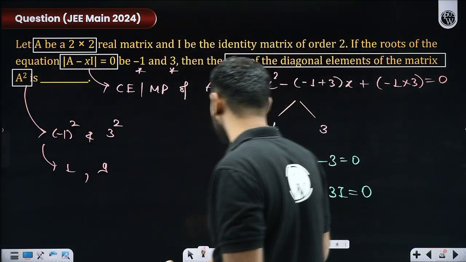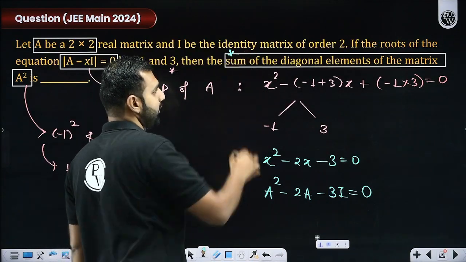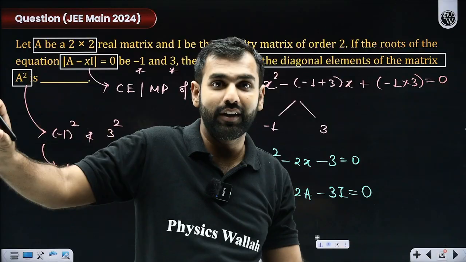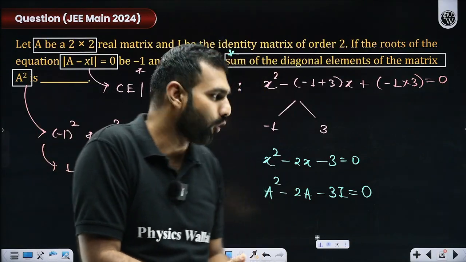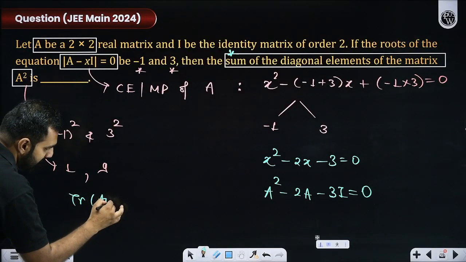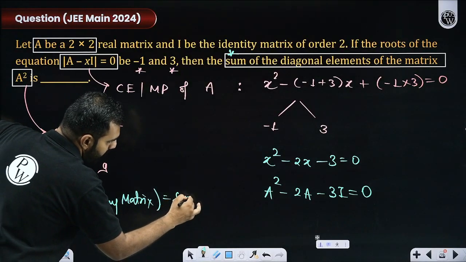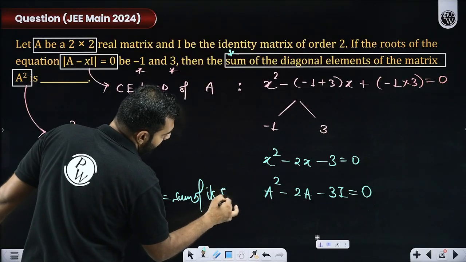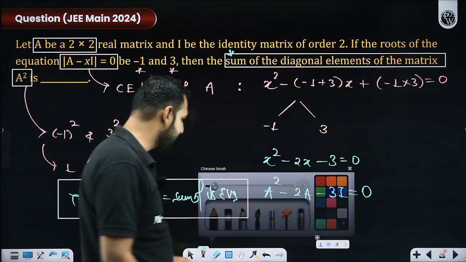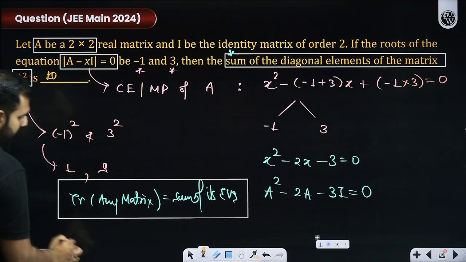As Jagrati wrote in the comments, we are asked the sum of the diagonal elements of A square, which means trace of A square. So trace of any matrix, I hope you remember, is nothing but the sum of its eigenvalues. So trace of any matrix is always equal to the sum of its eigenvalues, yes or no? Do we not know this property? And if I apply that, my answer is right there in front of me. That will be 1 plus 9.